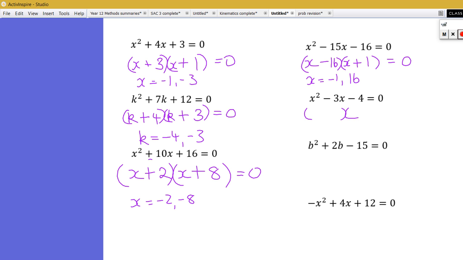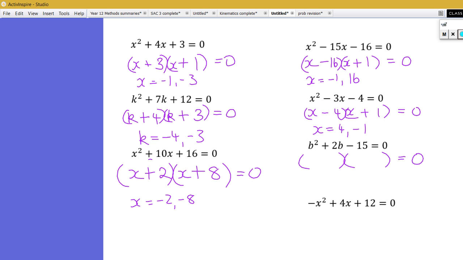With the next one, the two numbers, the difference between them has to be 3. So it must be 4 and 1. Can't be 2 and 2. And the first sign is negative, so the bigger number has to be negative. And that tells us x is 4 and -1.